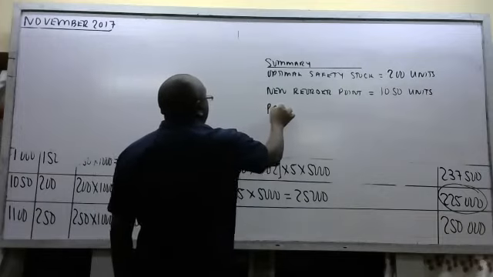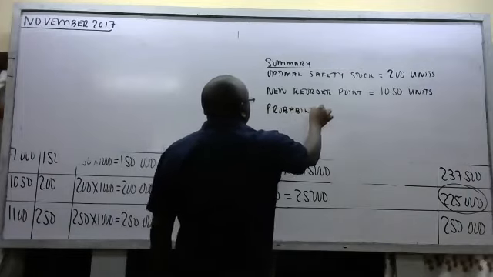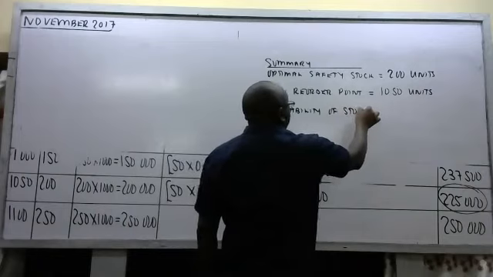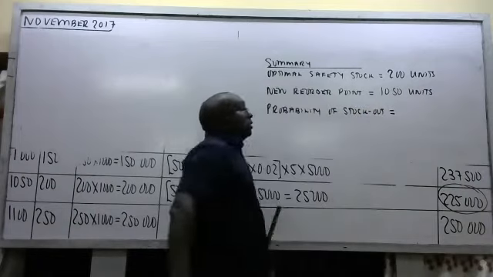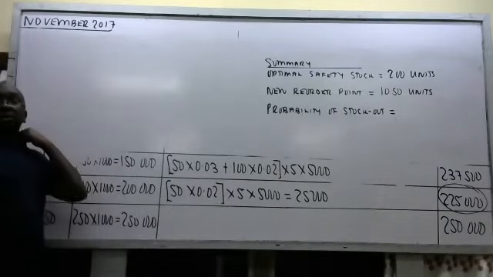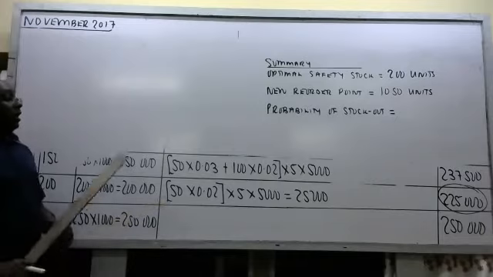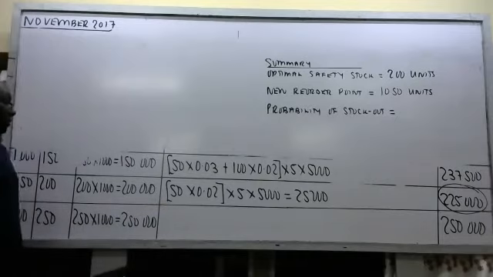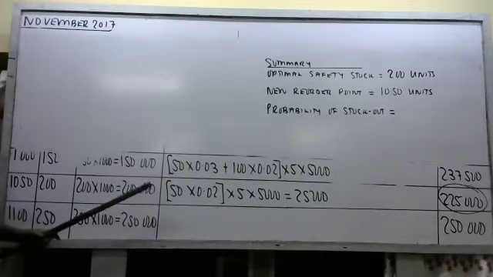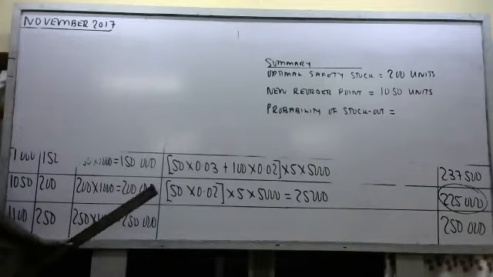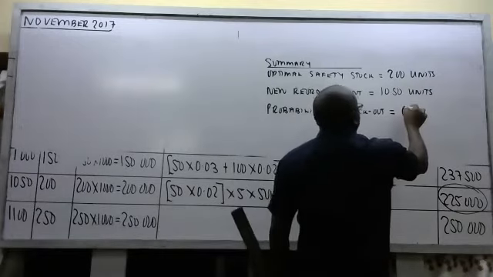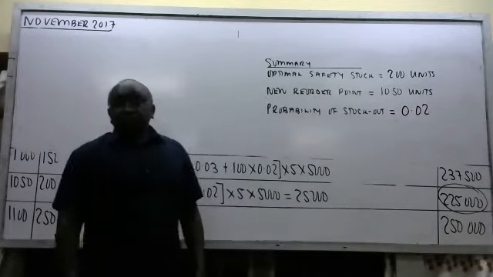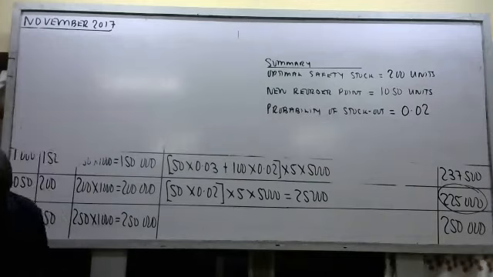And then you tell us probability of stock out. You can only be out of stock if you take that. If demand turns to be 1100, which is 0.02. So that is how you summarize that question.